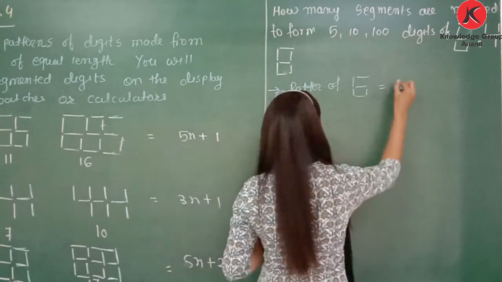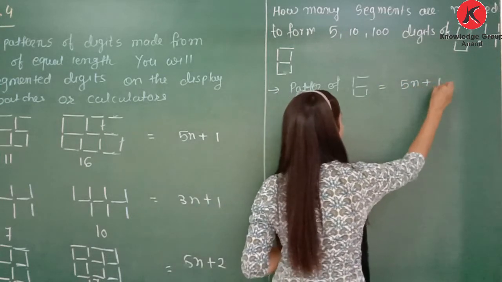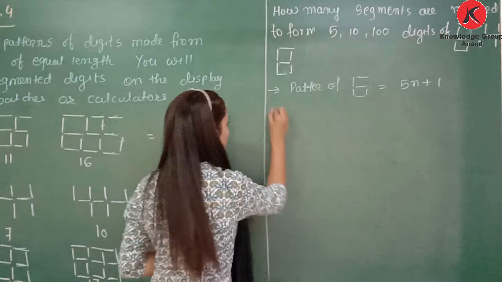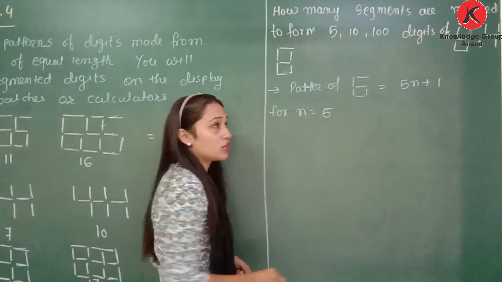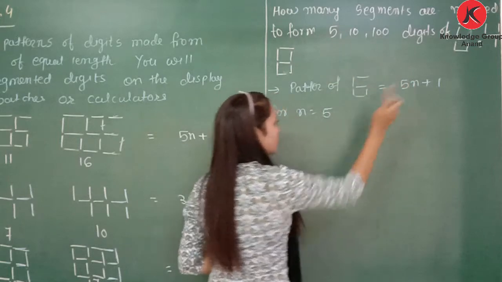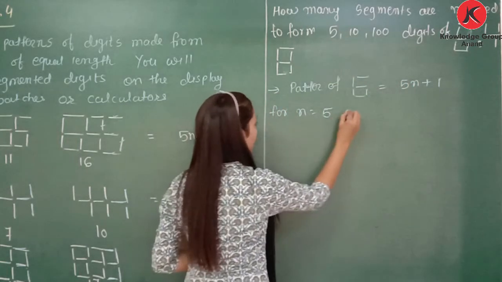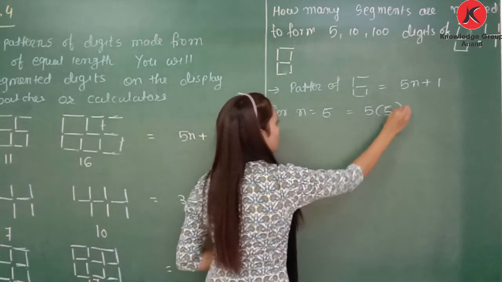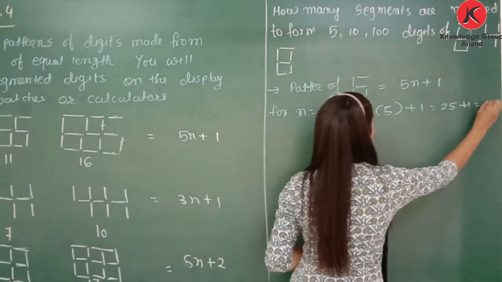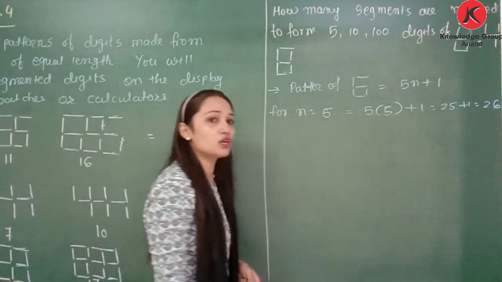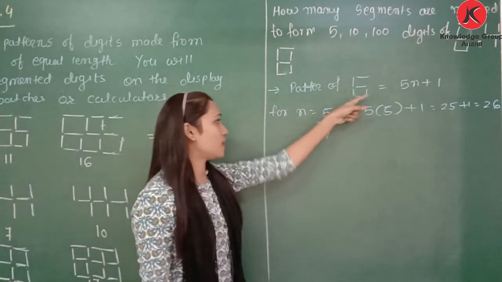What is the pattern in the question? It is 5n plus 1. So for n equal to 5, for writing 5 times we need to write n as 5. So we can write 5 multiply 5 plus 1, so 25 plus 1. 26 line segments are required to write 5 times 6.